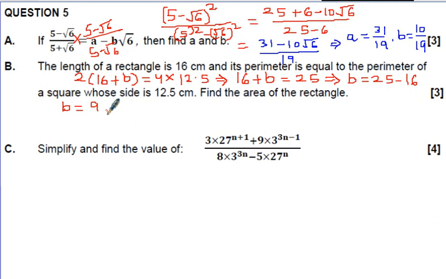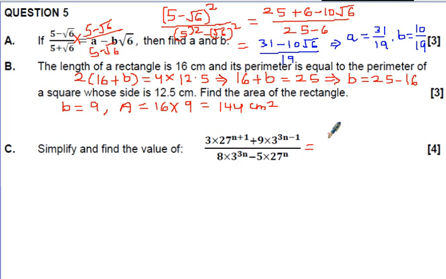When b is 9, now you can find the area of the rectangle. It will be length into breadth. So length is given 16 and this is 9. So 144 centimeter square. Easy. Please try by yourself. Here when we come, see, try to just simplify it first.